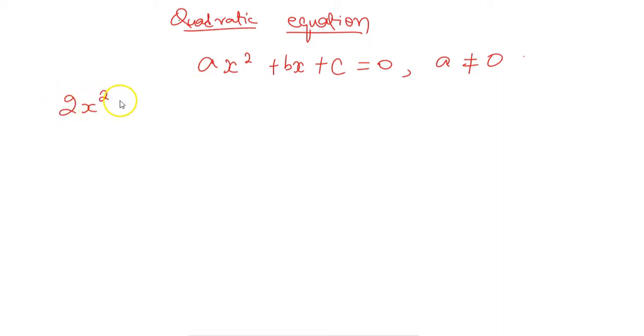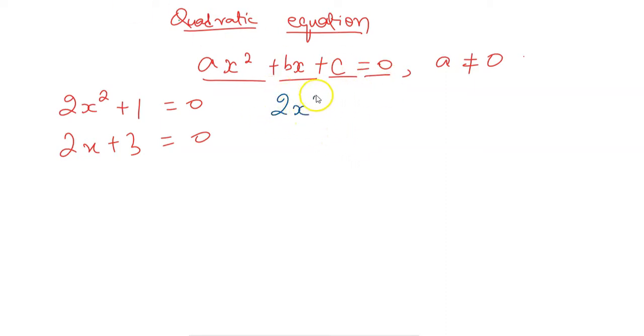So if I say 2x square plus 1 equal to 0, you can see 2x square plus 1. This is of the form ax square plus bx plus c equal to 0. How is this of this form? Because 2x square plus 0 into x plus 1 equal to 0.